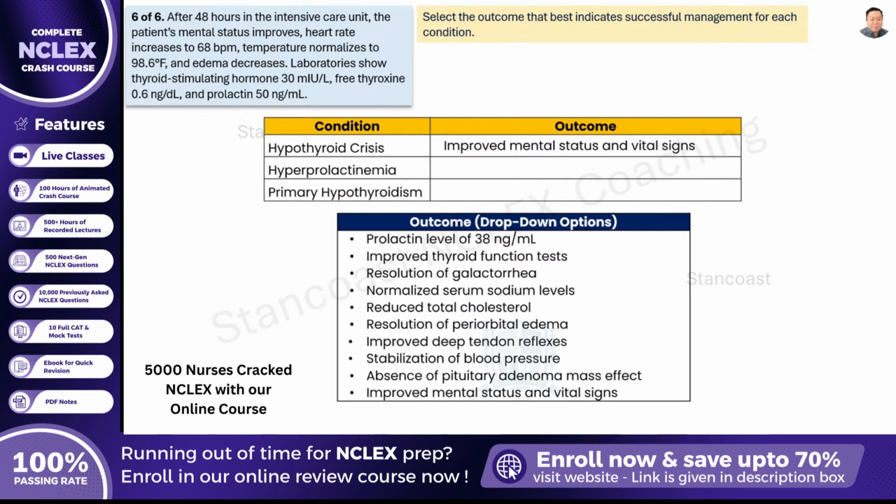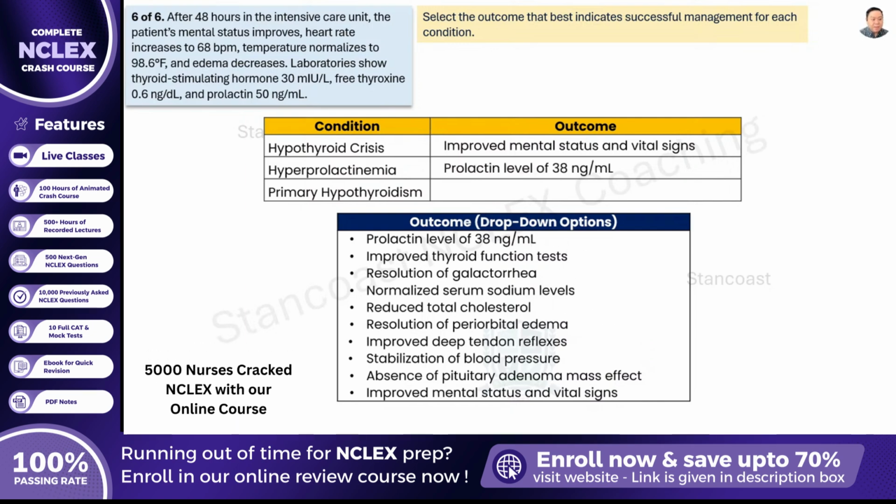Now, if you selected absence of pituitary adenoma mass effect, that's something that we'd worry about with pituitary tumors, not the primary hypothyroidism. Now, let's move on to hyperprolactinemia. What do you think would be the best outcome here?